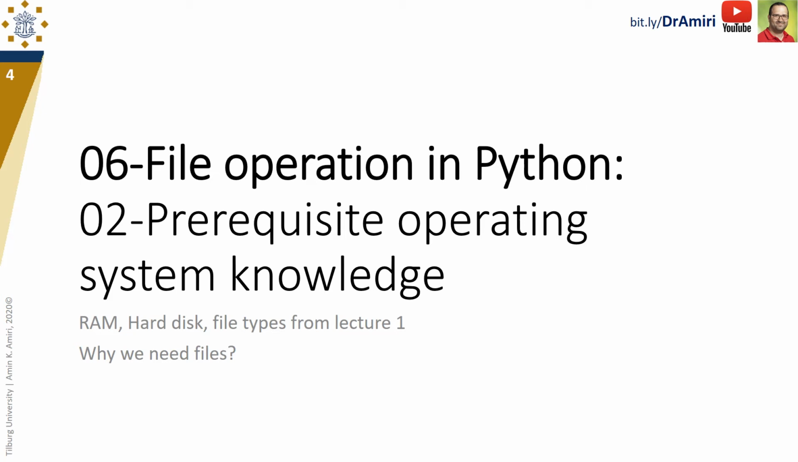This is the second video of lecture 6 on file operation in Python. I will go over the role of RAM, hard disk, and file types from lecture 1, and I explain why we need files.